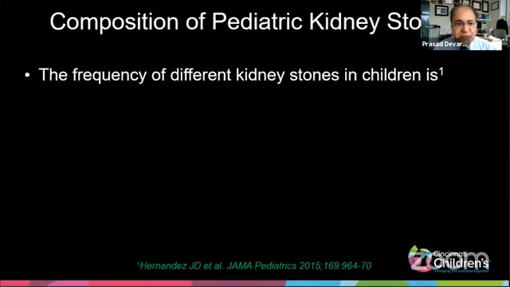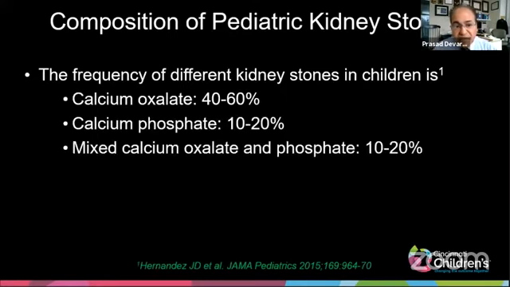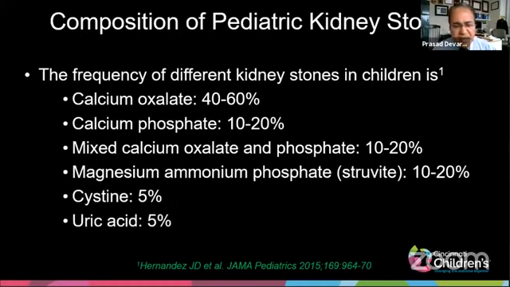Composition. The frequency of different kidney stones in children is mostly either calcium oxalate or calcium phosphate or mixed calcium oxalate, calcium phosphate. A lot of stones start as calcium phosphate in what are called Randall's plaques, and then calcium oxalate gets deposited on top of that. There are rare causes like magnesium ammonium phosphate, also called struvite stones, common in patients with recurrent infections. And then there are rarer genetic causes like cysteine and uric acid.